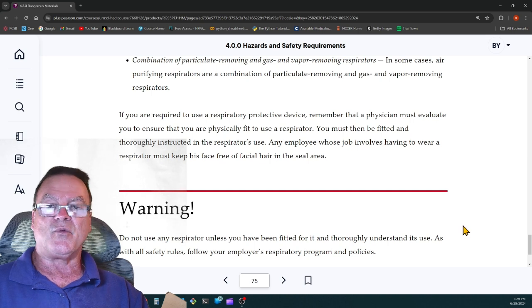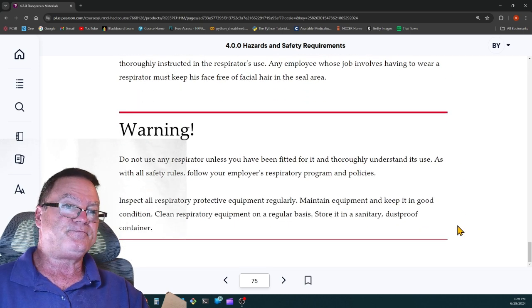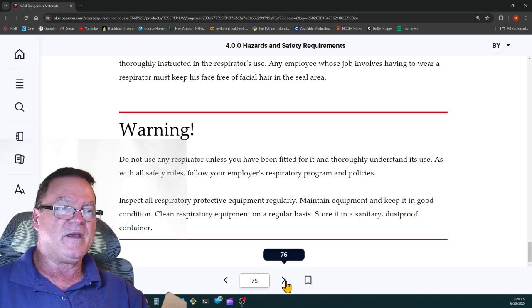Not a rescue respirator. I mean, you can't be assigned to work that needs you to wear a respirator while you're in that area. Warning, do not use respirators unless you've been fitted for it and thoroughly understand its use. As with all safety rules, follow your employer's respiratory program and policies.